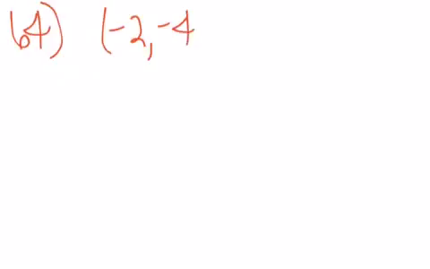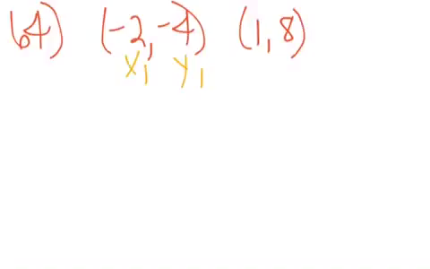If you look at number 64, it says that it passes through the points -2, -4, and 1, 8. So we need to label this x1, y1, x2, y2. If we're not given a slope, we have to calculate the slope first.